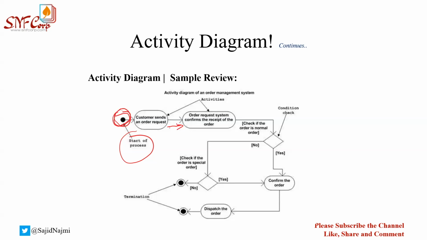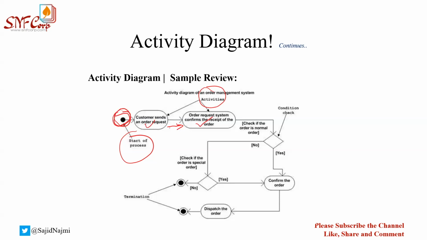So these are nothing but the activities. Customer sending an order, machine is accepting the order. These are your activities, different activities. So all those activities you will write within this box, and you will use the arrow to show the flow of that activity, from what direction this is going on, right?